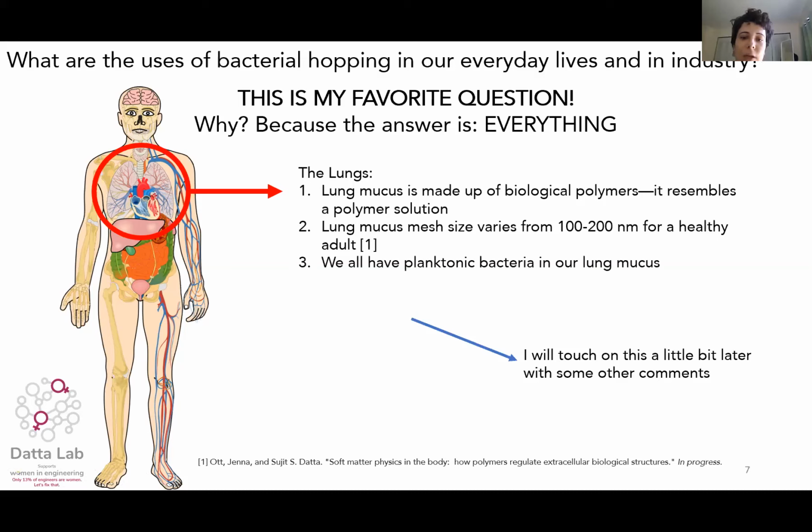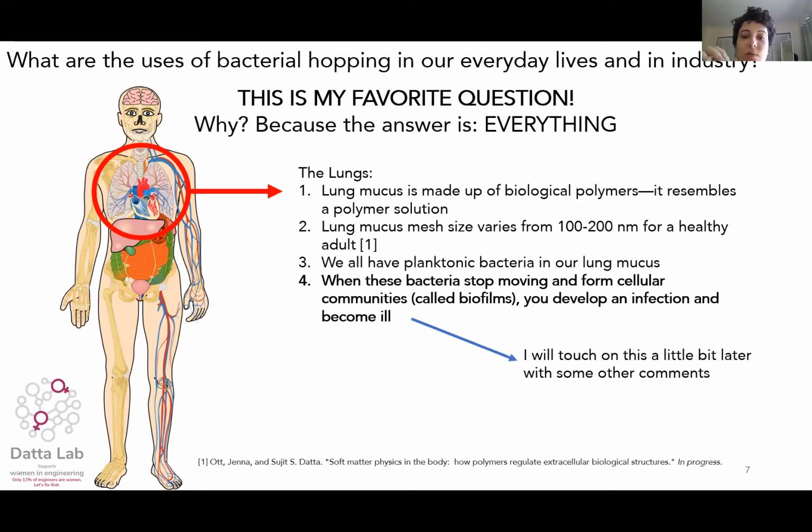And so, as I said, we all have planktonic, or normal, bacteria in our lung mucus. And it's when these bacteria stop moving and start interacting with each other and change from a planktonic state that you start to develop infection and become ill. And so this is a big study that people do, and that's looking at biofilms, which I kind of mentioned in the beginning of my talk. And I will talk about this a little bit later.